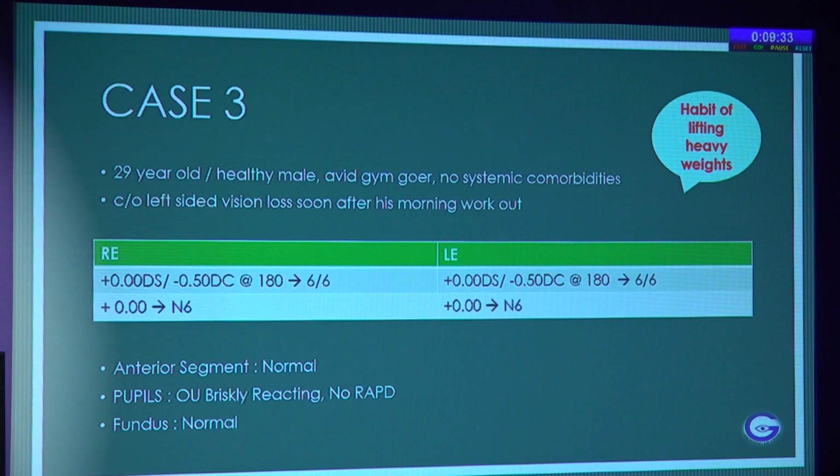But then I asked him a little bit, what did you do in the morning that you had this blurring of vision? So he tells me that he's addicted to the gym. He does a lot of weightlifting, and if he doesn't work out a day, he gets cranky and all that. So he does a lot of lifting heavy weights. So that was the thing which I got from the history.